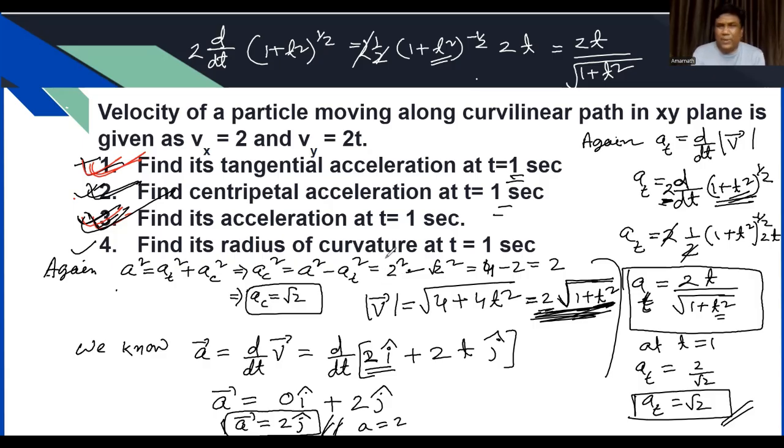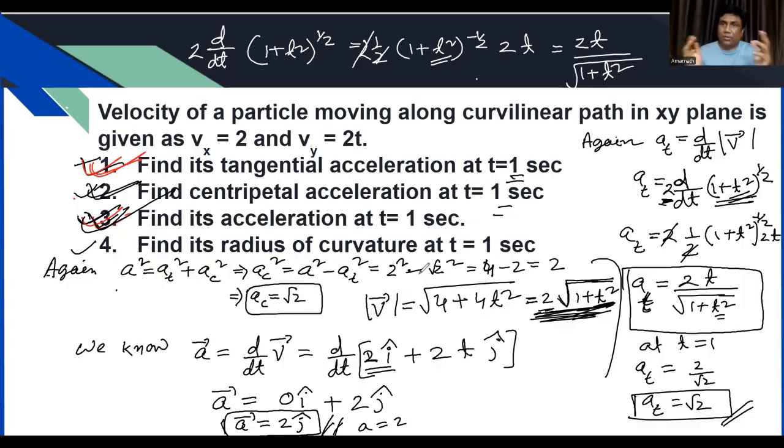Root 2, and everywhere the unit is meter per second square. All are having the same unit only, meter per second square. So you see, I have calculated total acceleration simply by differentiating it. Then I calculate the magnitude. Differentiate the magnitude, I get tangential acceleration. Then a square equal to ac square plus at square.